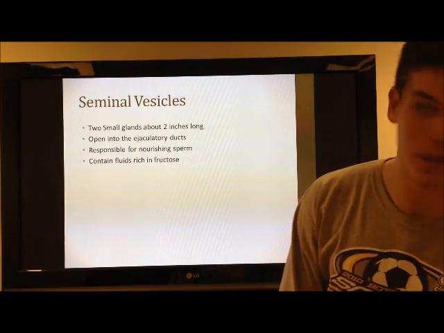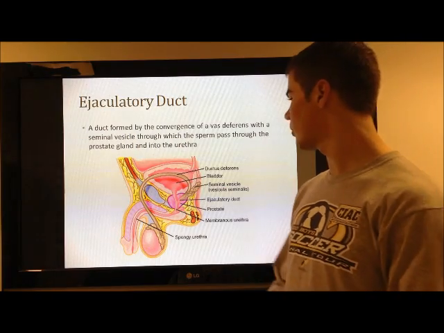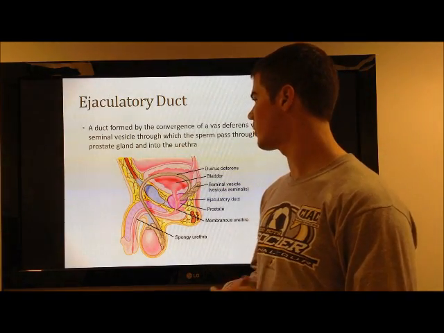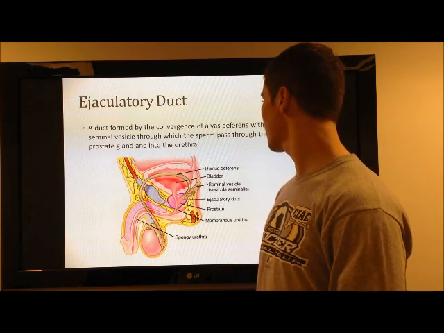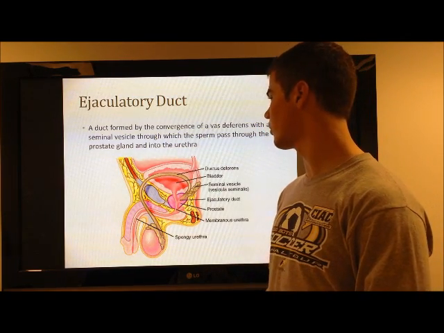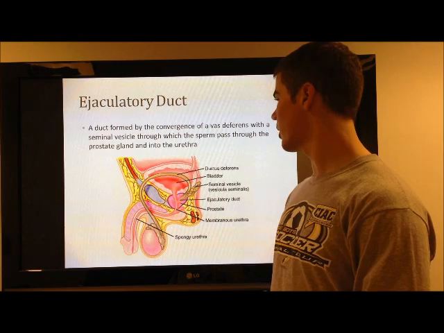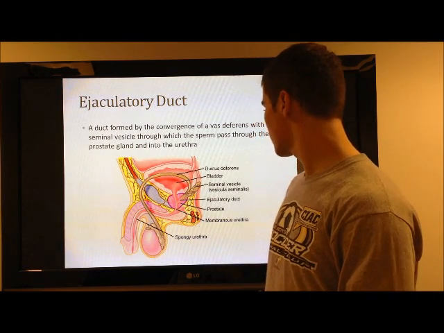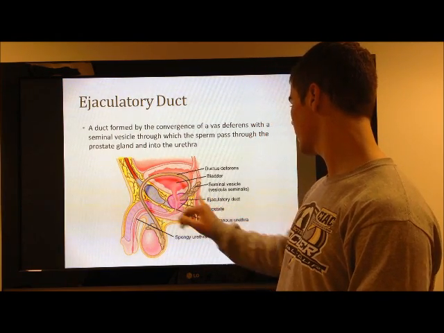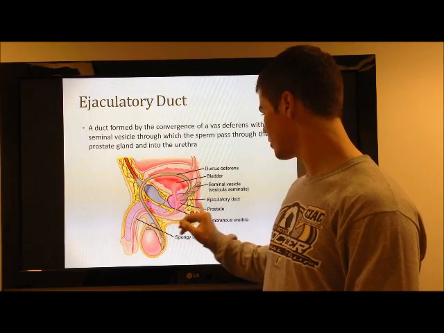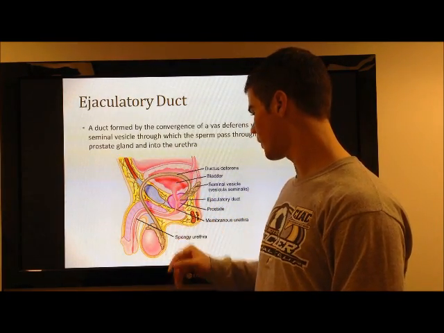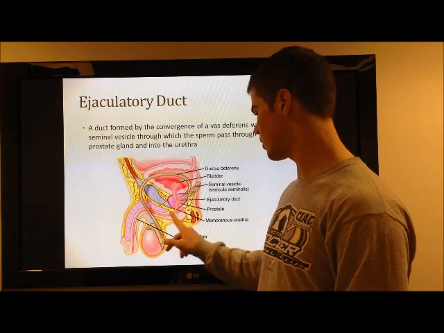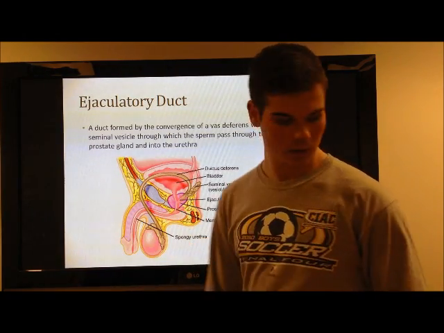Okay, and what we have next is the ejaculatory ducts, which I just talked about with the seminal vesicles. These are ducts formed by the convergence of the vas deferens with the seminal vesicle, through which the sperm passes to the prostate gland and into the urethra. If you see here, you have the vas deferens as well as the seminal vesicle and the ejaculatory duct, where these all meet with the sperm and empty eventually out into the urethra, which is right here.